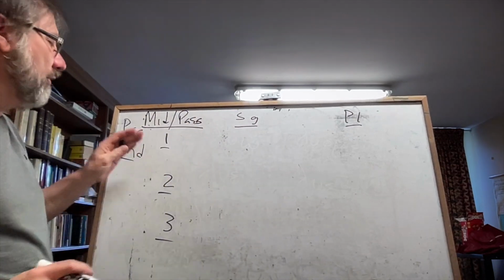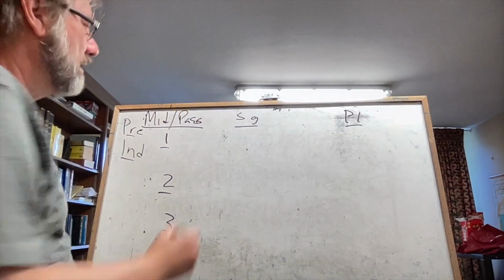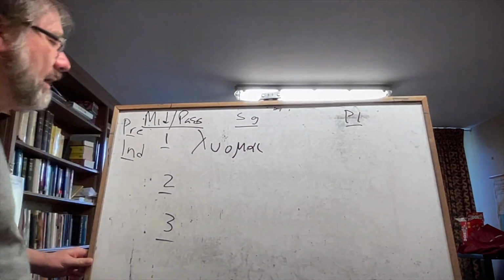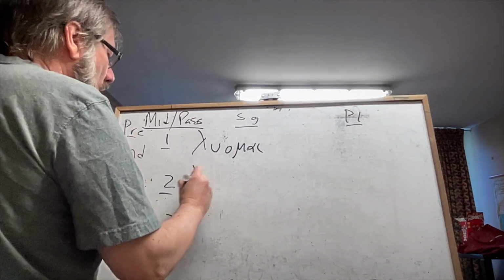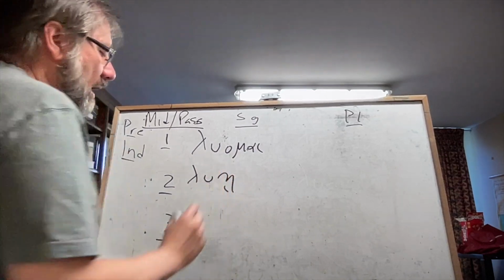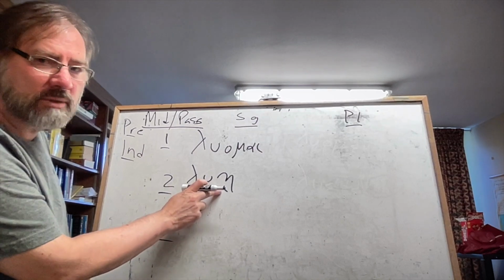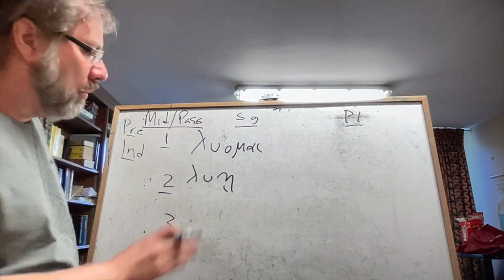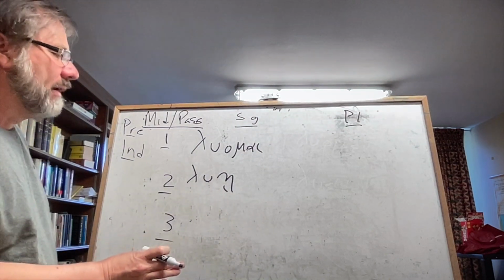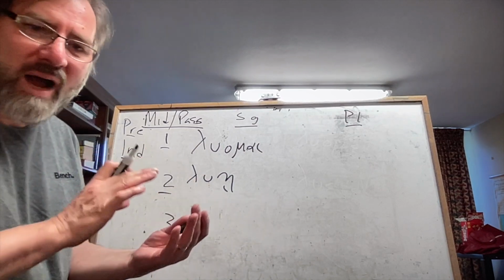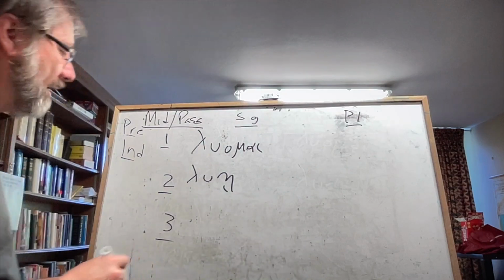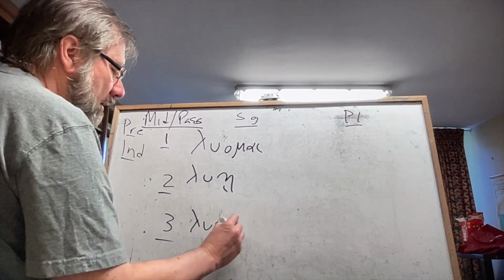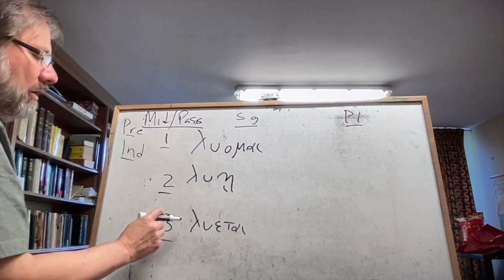Okay, so the first person singular, present indicative, middle and passive is luomai. Luomai. The second person singular is luei, with an iota subscript. Luei, iota subscript. In the lecture, I talk about the formation, why that forms that way. It's a collision of vowels and all sorts of wacky stuff happening, but I talk about that. The third person singular is luetai. Okay, luomai, luei, luetai.